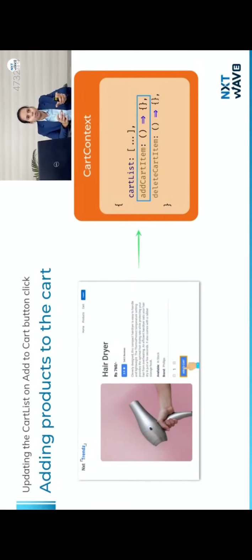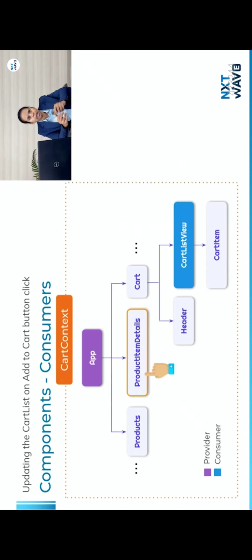Firstly, we have the add to cart button, right? When the user clicks on it, we want to call the add cart item method present in the cart context, okay? That's the first thing that we have to do, okay? So in the product item details component, we want to access the cart context and the add cart item method of cart context and call that method on button click.